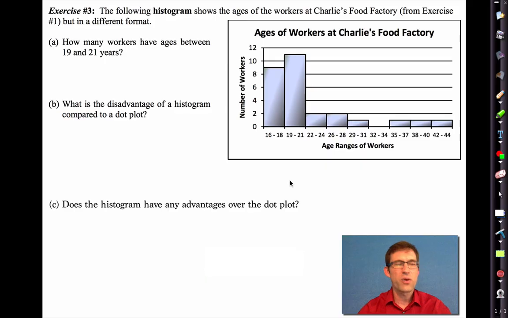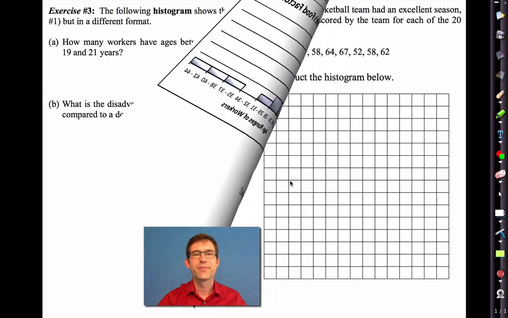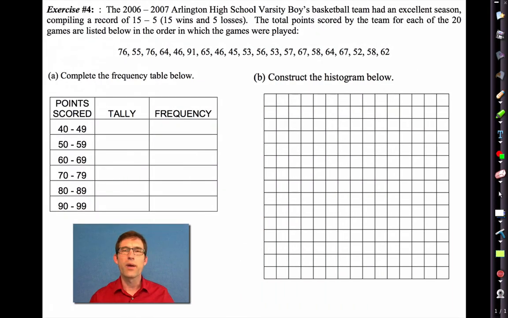All right, let's keep working a little bit with histograms. The last thing that we might want to be able to do is just construct a histogram. Now again, I wouldn't put it past a standardized exam to ask you to construct one of these things, even though the vast, vast majority of the time now, when histograms are made, they're made with computer programs, and that's what you really should be doing. You should be making histograms on Microsoft Excel or some other spreadsheet program. But let's take a look at how to do one by hand.